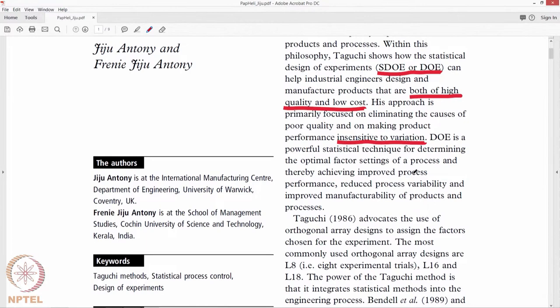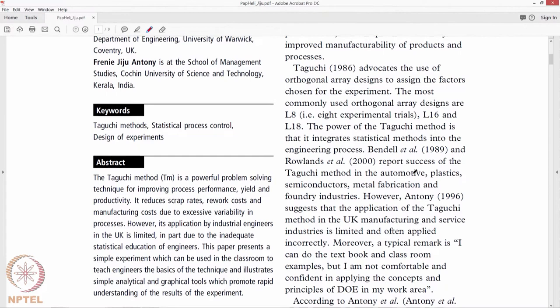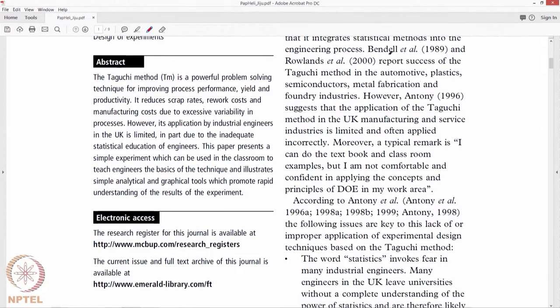Then he briefly introduces something that we have already discussed. Let us see what they are talking about. Use of orthogonal arrays to assign the factors chosen for the experiment, L8, L16 he talks about. Then there is a little bit of literature that people are discussing. Rowlands reports success of Taguchi methods in different applications. If you see, these are the different applications. The application of Taguchi methods in the manufacturing and service industry is often applied incorrectly.